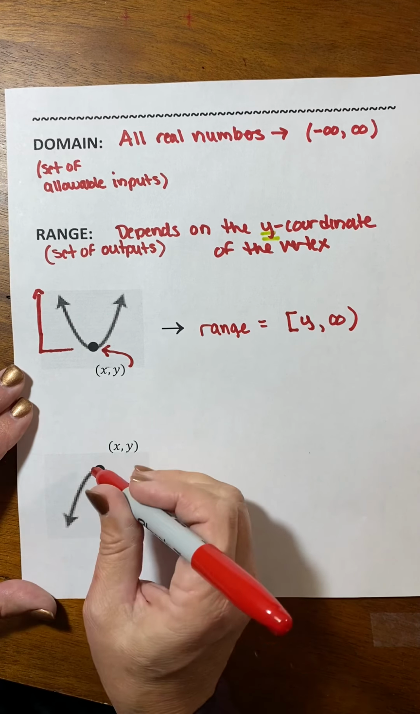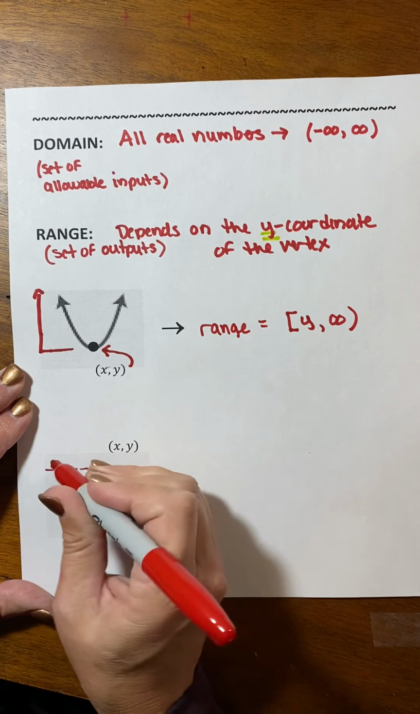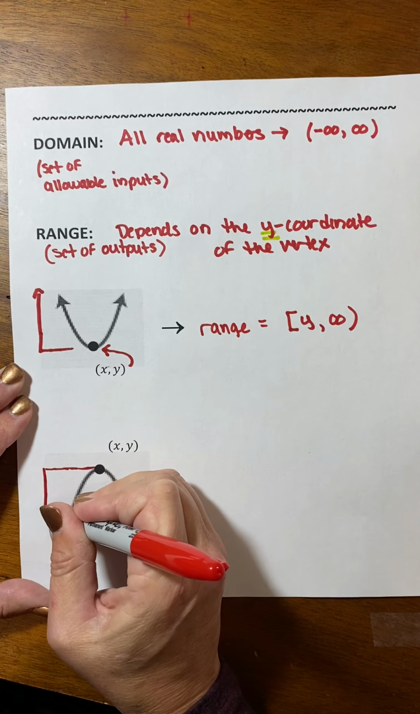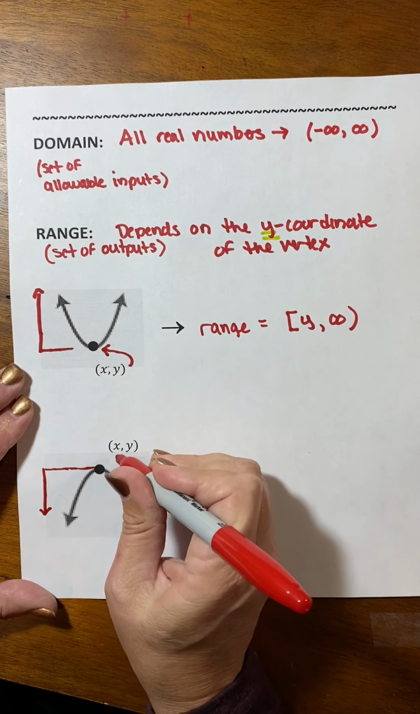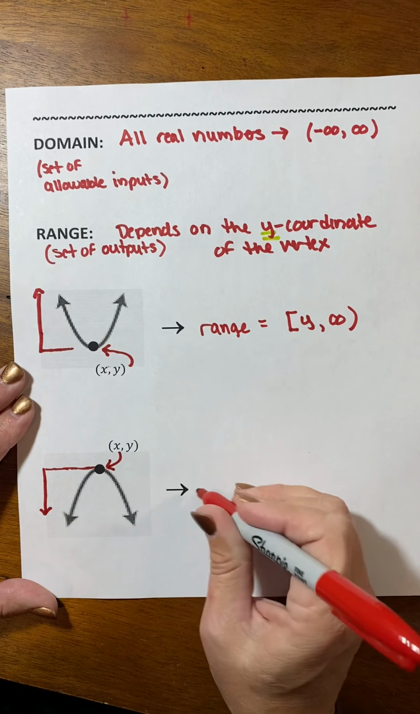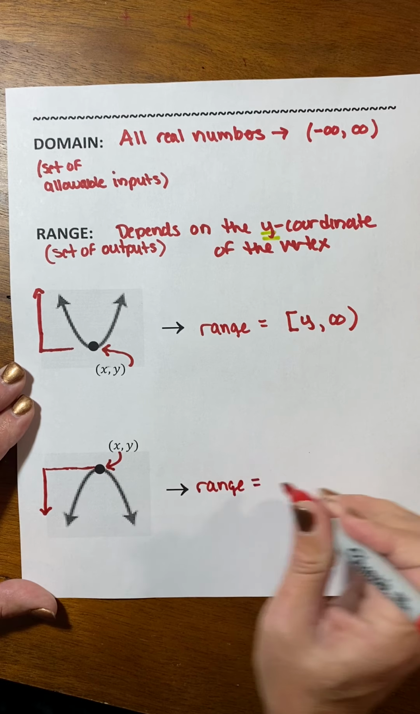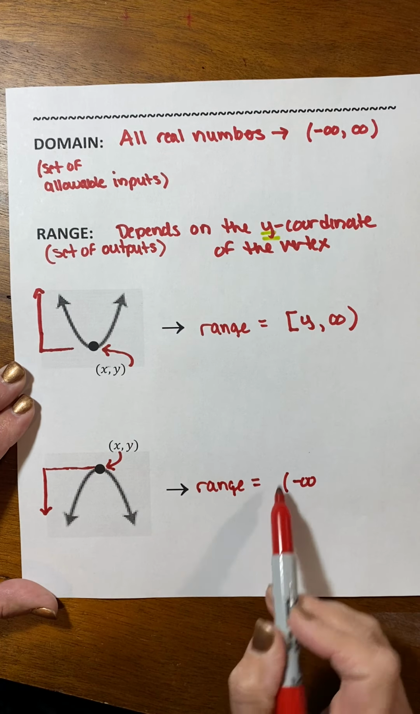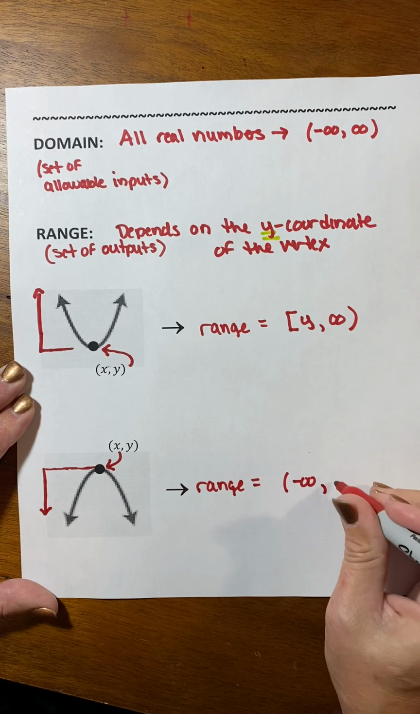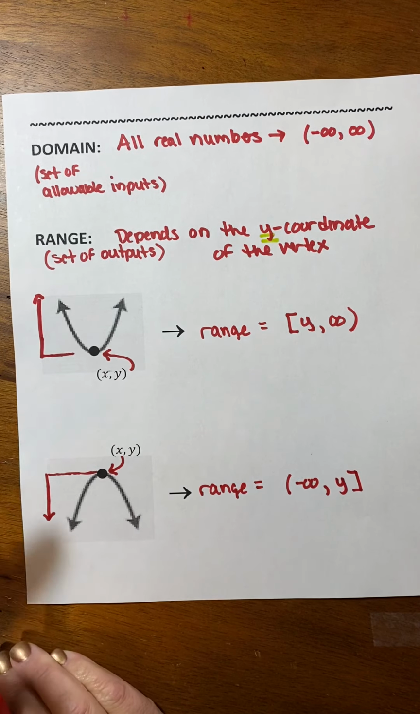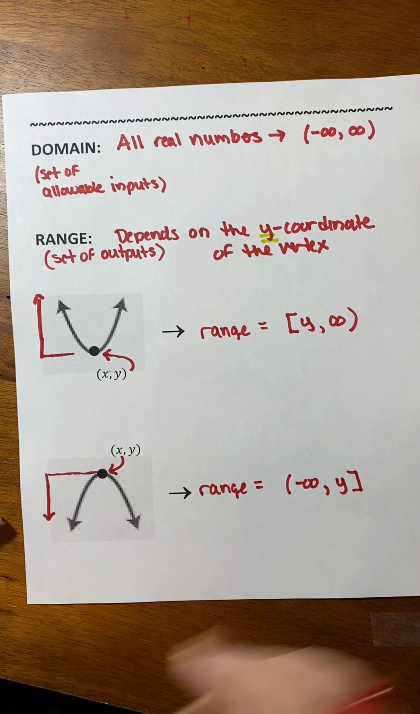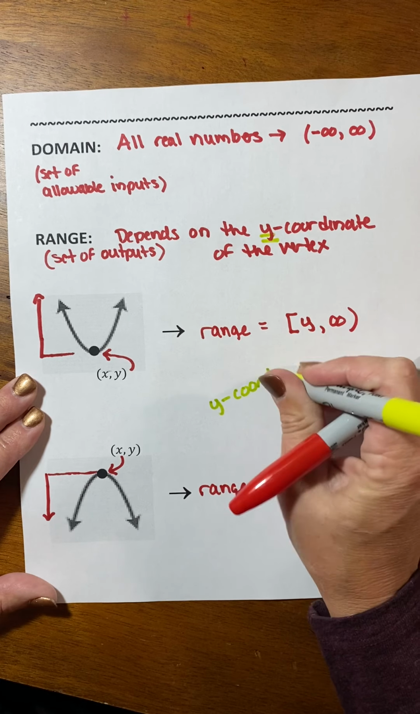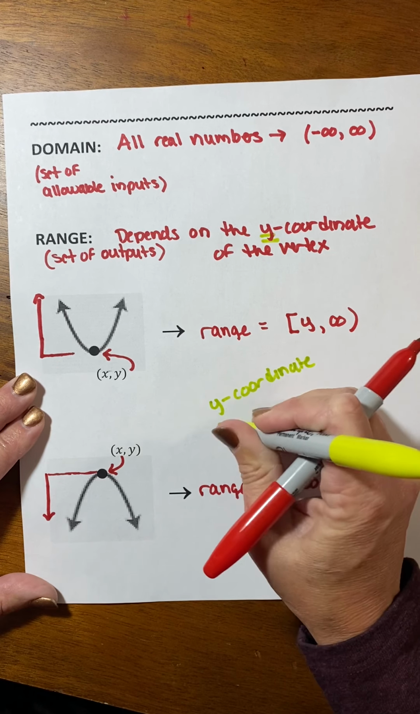If we have an upside down parabola, this is the highest it goes. The y values never exceed this y value, and it's all y values below that number. So if x, y is the coordinates of the vertex, and we have an upside down parabola, the range is going to go from -infinity. -infinity is always on the left side of the interval. And it's going to stop as high as y. That's just how high it's going to go. So this y in the range is always the y coordinate of the vertex.